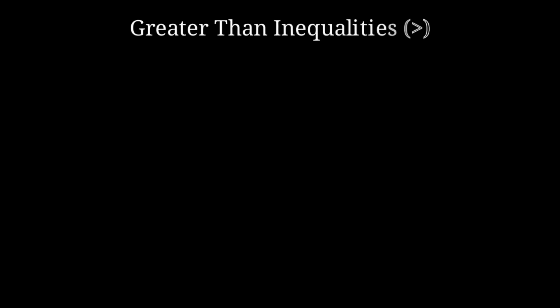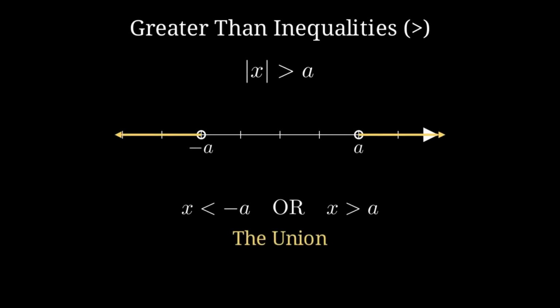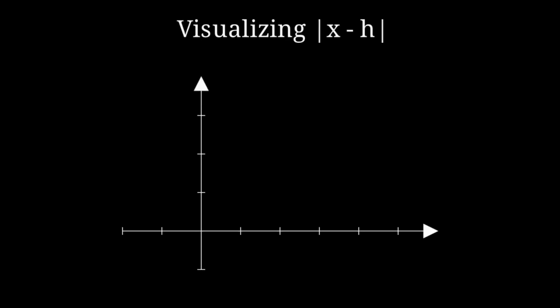Conversely, greater than inequalities describe values far away from the origin. This results in a disjunction, or an OR statement, representing two separate regions on the number line that extend toward infinity. Graphically, the expression |x - h| shifts the vertex of our absolute value graph to the point h.